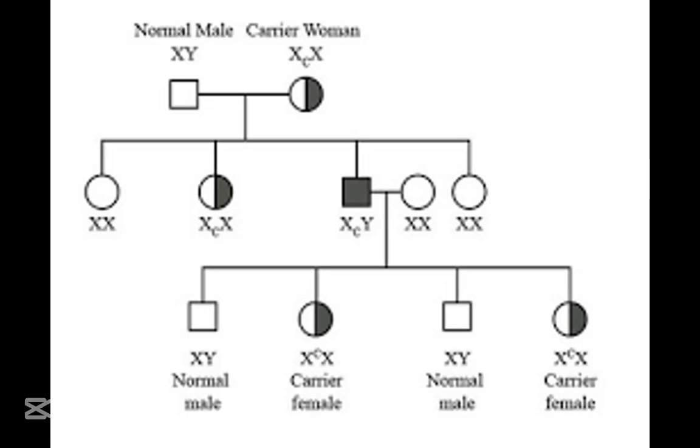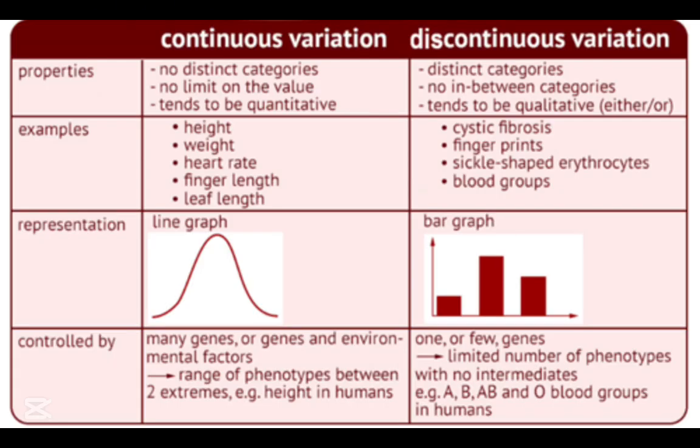Makes sense. Okay, we've covered lots of specific inheritance patterns. Let's zoom out a bit. We talked about traits like blood type or hemophilia, clear categories. That's discrete variation, right? Correct. Discrete variation means traits fall into distinct, non-overlapping categories. You either have type A blood or type B, etc., or you have hemophilia, or you don't. And these are often controlled by a single gene or maybe just a few genes, with minimal influence from the environment.